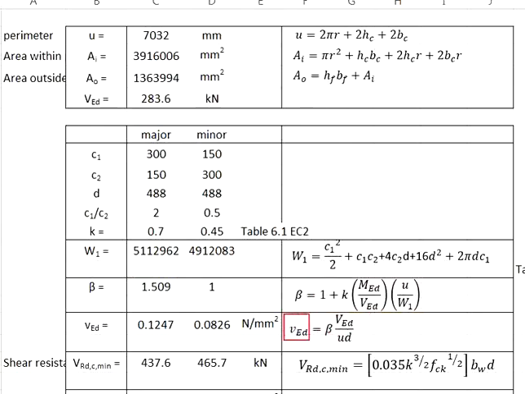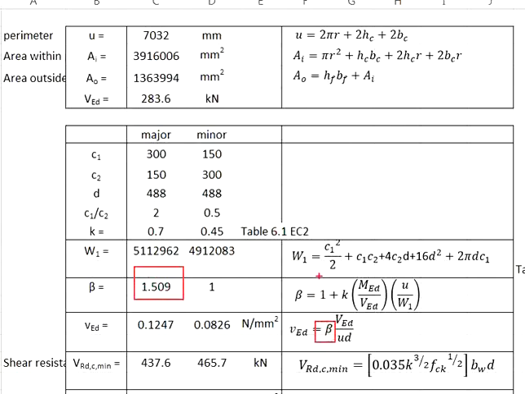Now you can find the V_Ed in terms of the stress. The V_Ed is calculated. u equals this, and the d is the average effective depth.